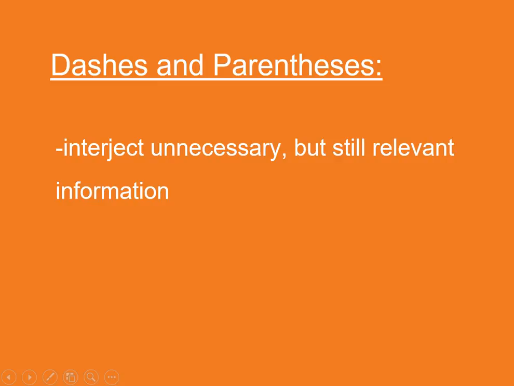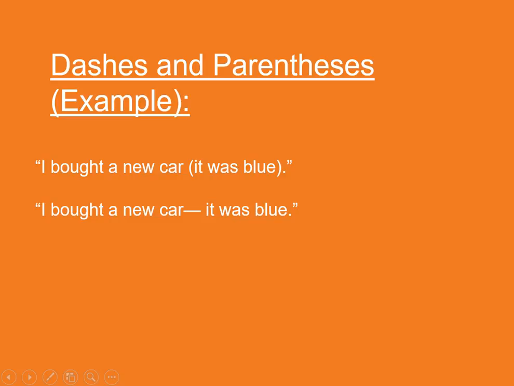Next, dashes and parentheses. These interject unnecessary but still relevant information. So essentially, if you take out something from the sentence that is surrounded by dashes or parentheses, the sentence should still make sense. So an example, also they essentially function in the same way. Really, it's just aesthetic if you want to do parentheses or dashes. So like, I bought a new car, parentheses, it was blue. If you take out this was, it was blue, it would still make sense. I bought a new car. Great.